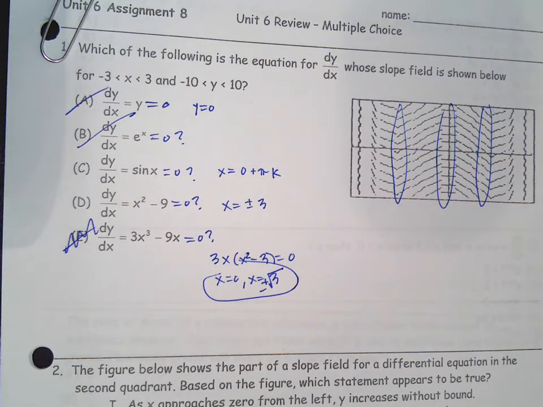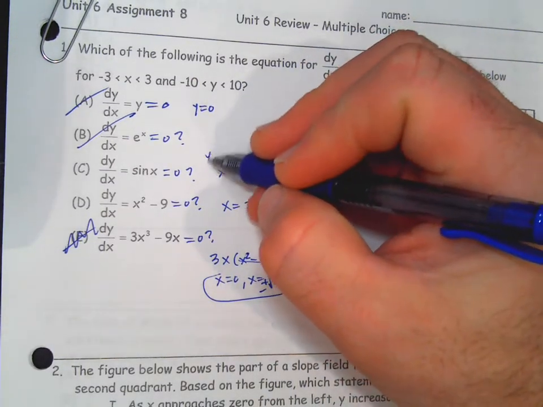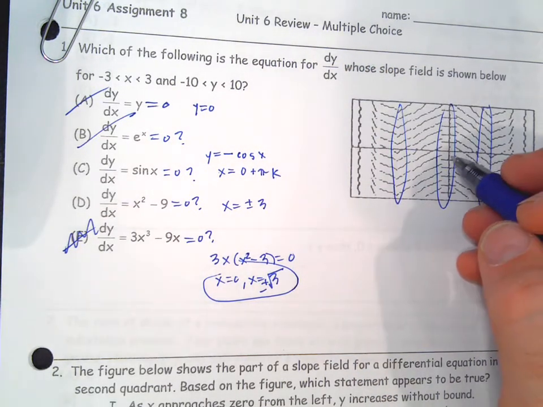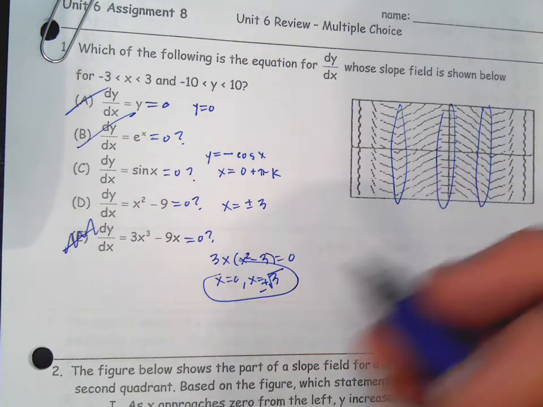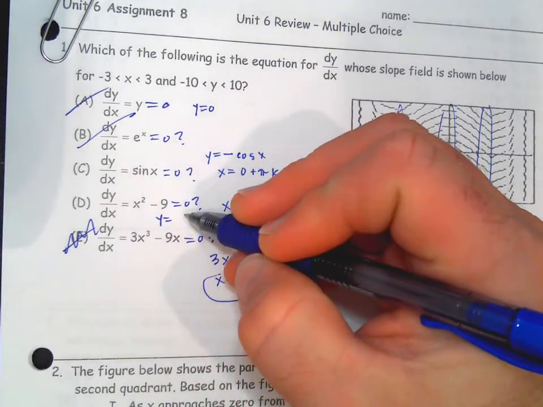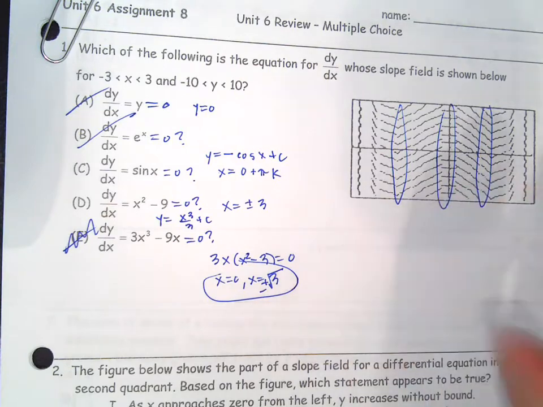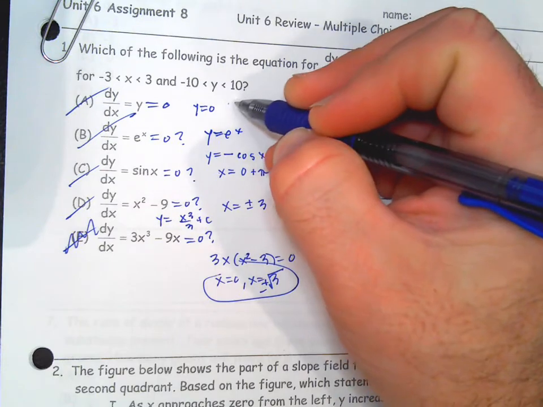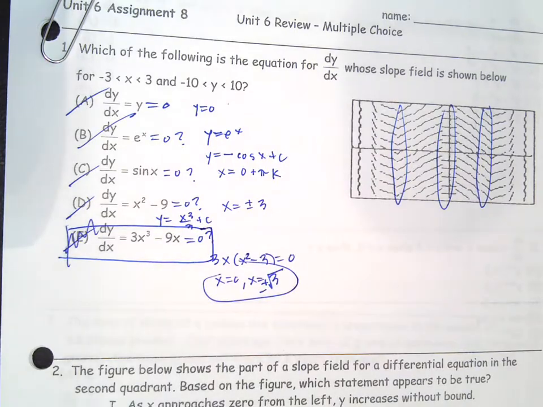This one looks close, but the y would be negative cosine, and this doesn't look like a negative cosine curve. It kind of looks like a cosine curve, but not a negative cosine curve. The other thing is we could always work backwards. This one would be a cubic, and that doesn't look like a cubic. This would be exponential, and that doesn't look like an exponential. So I think I'm going to go with E. Seems to look the best.